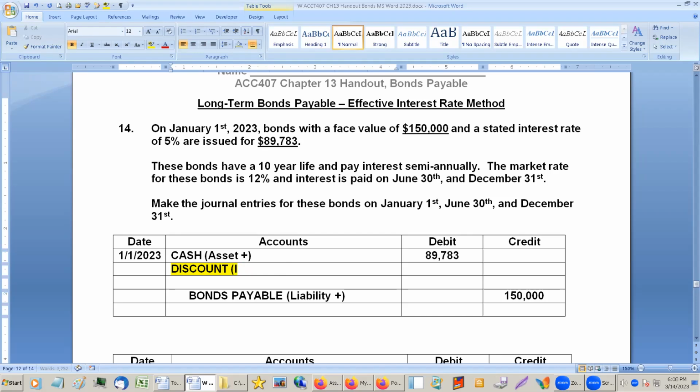Hold on a second. Let me get rid of all this. This will actually reduce our liability by the difference between those two, which is, oh, darn it. I'll use my old lousy calculator. Okay, 150,000. Actually, my old lousy calculator works pretty well. 60,217.